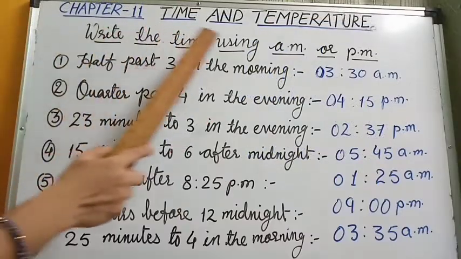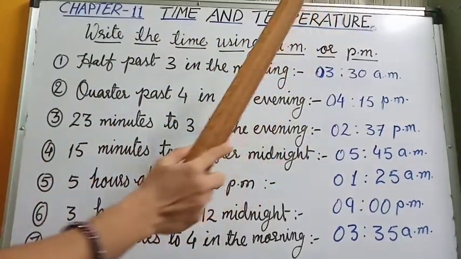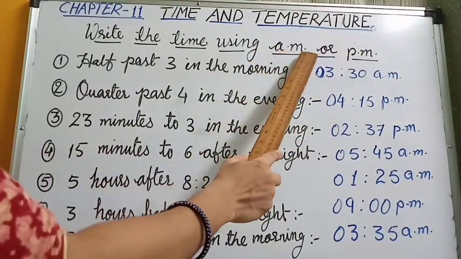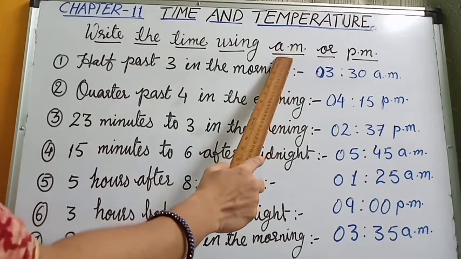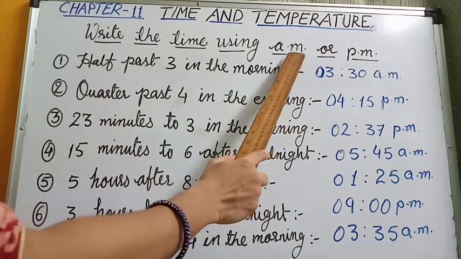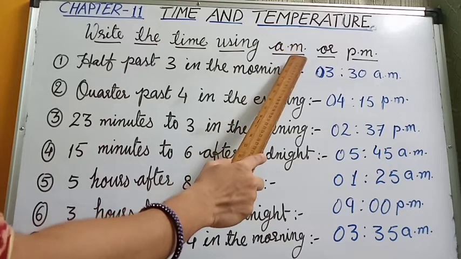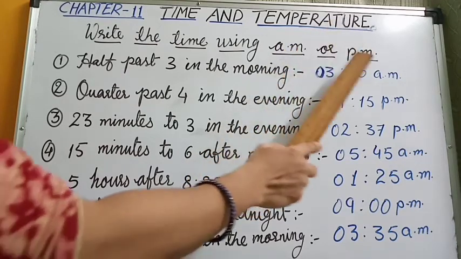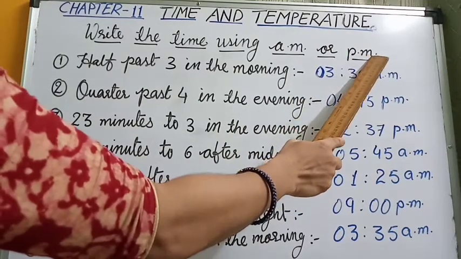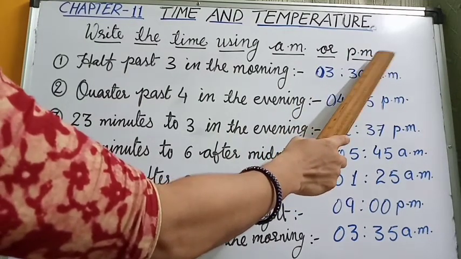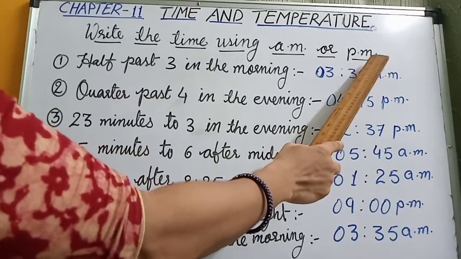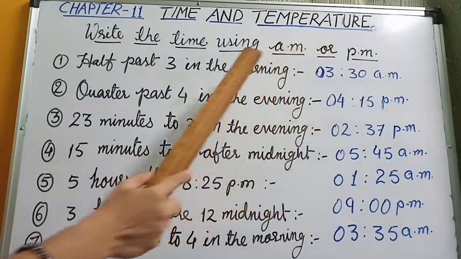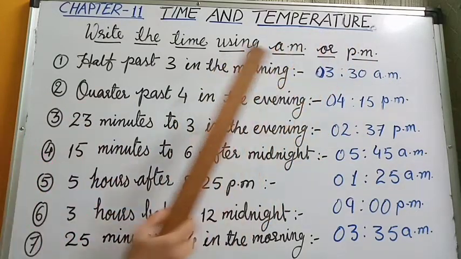Now we have to write time using AM or PM. You have already learnt about AM and PM. AM means ante-meridiem, that means before noon. The time from 12 midnight to 12 noon is called before noon, that is ante-meridiem. And PM is post-meridiem, which means afternoon. The time from 12 noon to 12 midnight is considered as PM. So we have to write time using AM or PM.